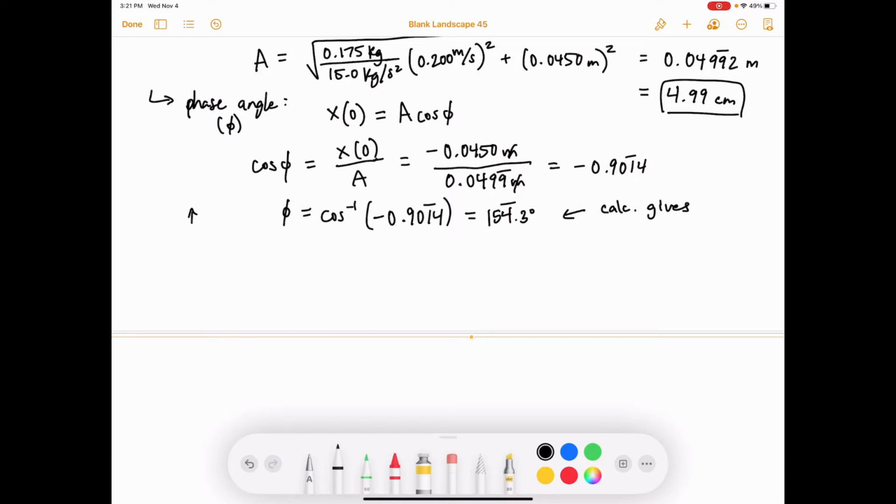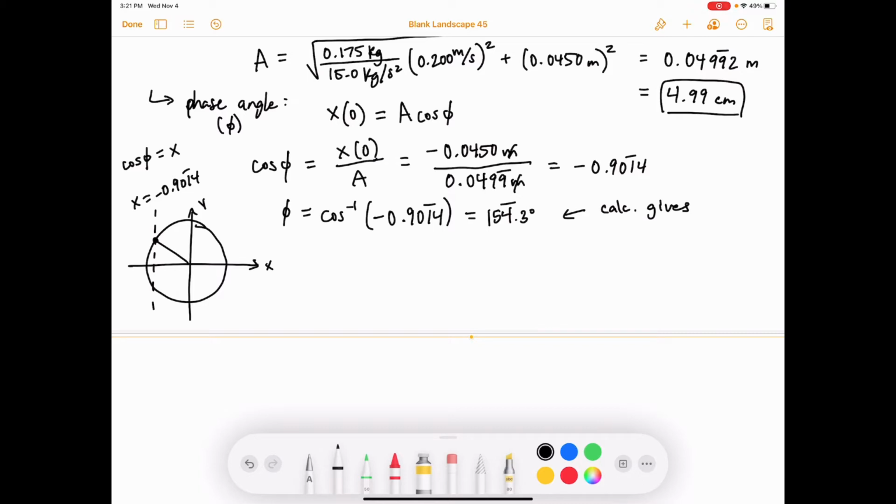So remember, the unit circle looks like this. We have the xy plane, and then we draw the unit circle with the center at the very origin. And remember that cosine of an angle is equal to the x coordinate on the unit circle. So here we're saying if cosine of phi is equal to negative 0.9014, that the x coordinate is negative 0.9014, like this.